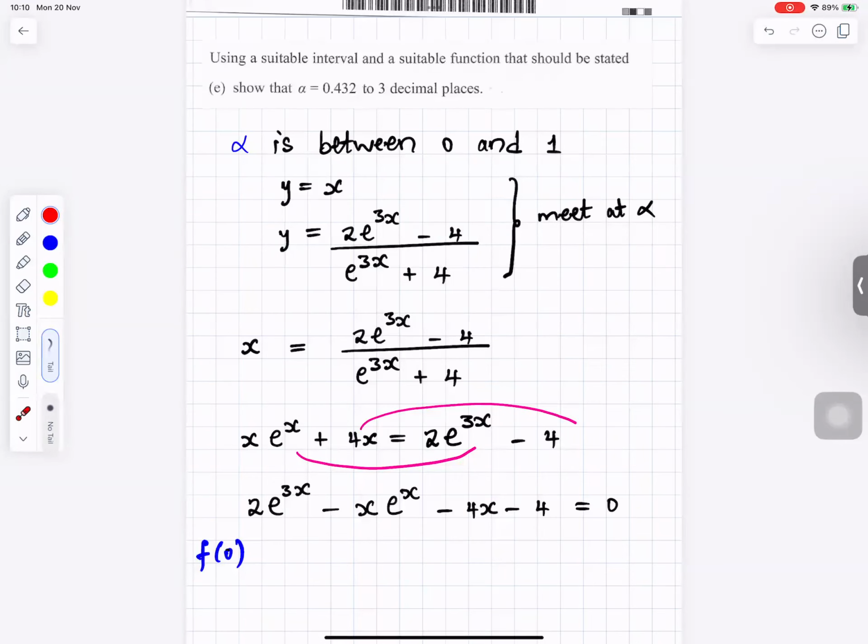So for part E, using a suitable interval and a suitable function, that should be stated, show that alpha is equal to 0.432 to 3 decimal places.